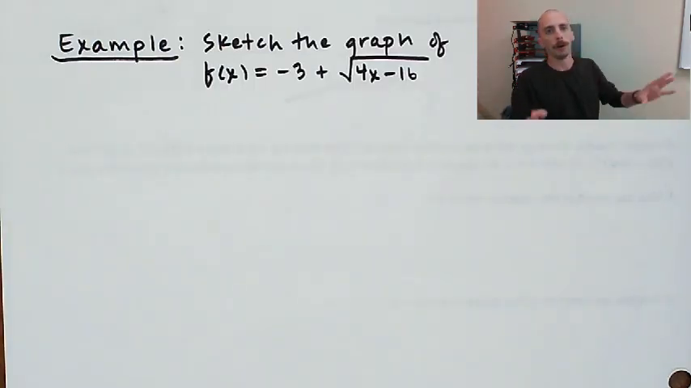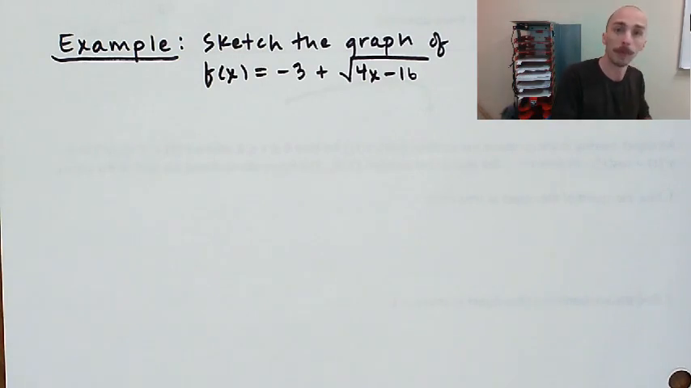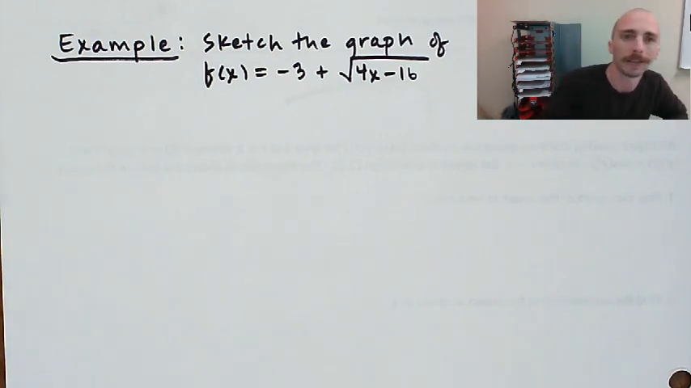All right, so let's do one with kind of all the pieces to it. Let's find the domain, the range, the x-intercept, the y-intercept, and sketch the graph of this function f of x. I like to start with the domain because that lets me know where to start, because it's a square root function.